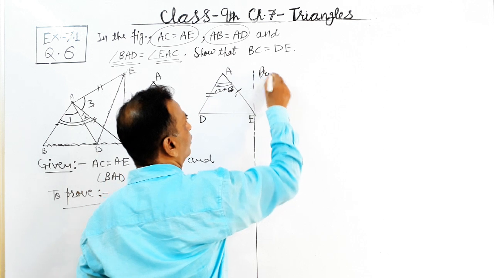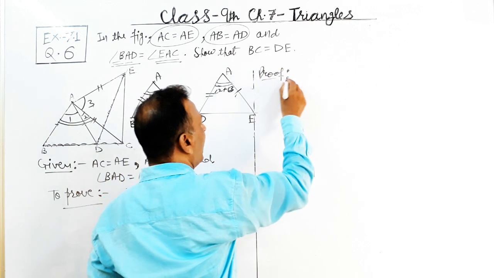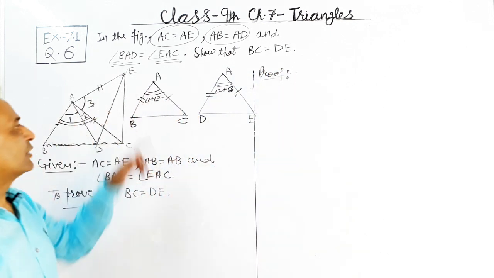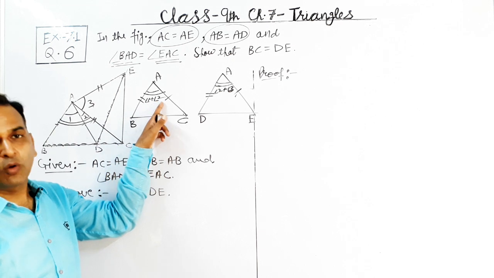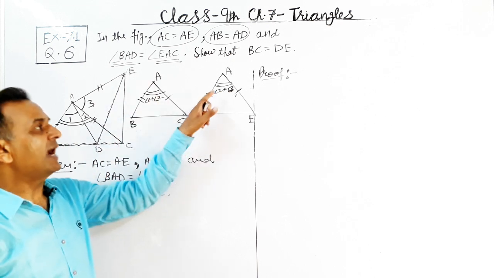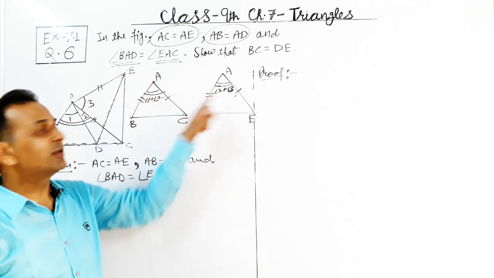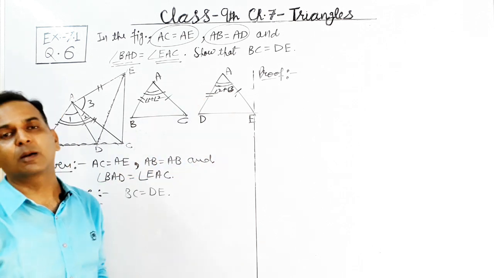So this is the proof. As we have discussed already, we need angle 1 plus 2, then only it will become angle BAC, and angle 2 plus 3, then only it will become angle DAE, the complete angle.